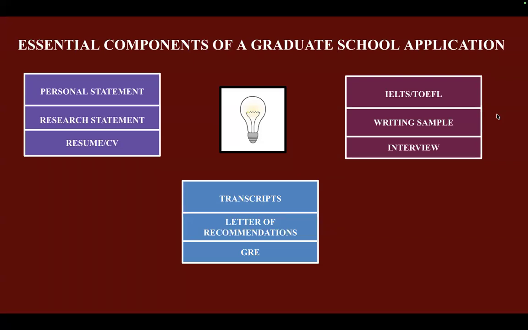So, the essential components of grad school. The first one is that writing samples are very important for PhD applications. You need a personal statement, which is basically talking about you as a person, then a research statement, which is talking about your research, and then a resume or a CV.